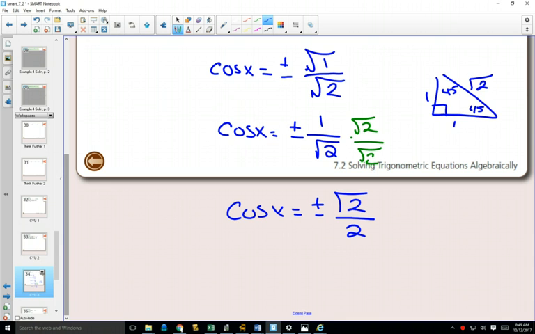So now that we have this, the question is in degrees, so we'll write our answer in degrees. What family is this? Pi over 4, but in degrees, that would be 45 degrees. And because of the plus or minus, you will have all 4 quadrants.